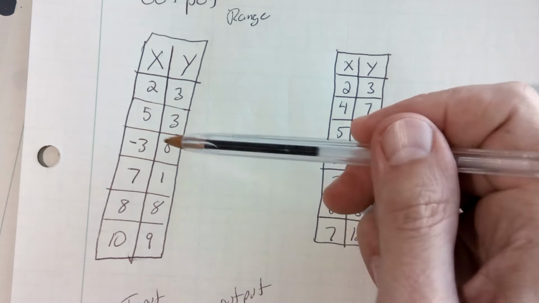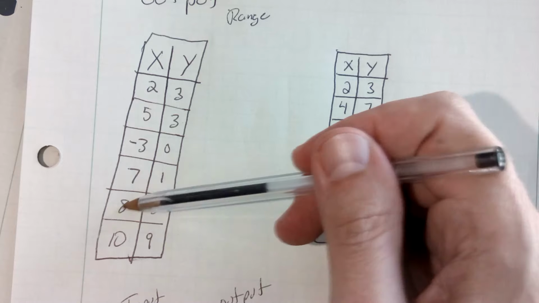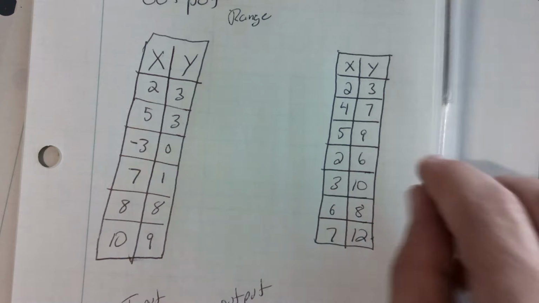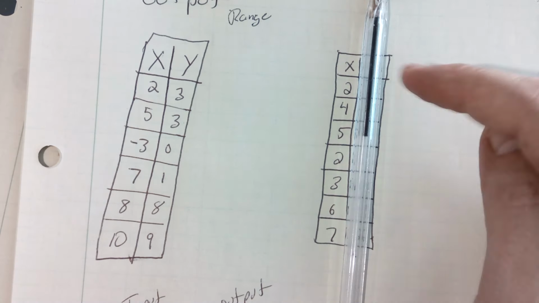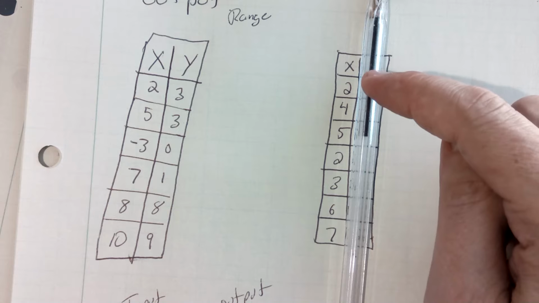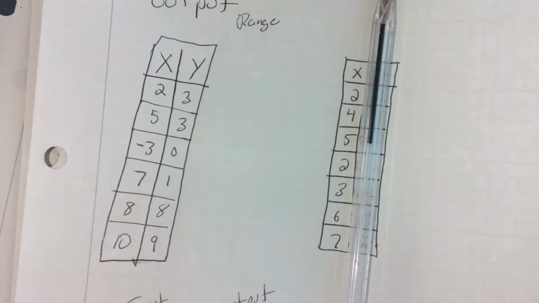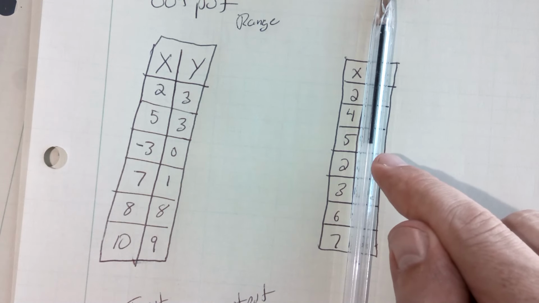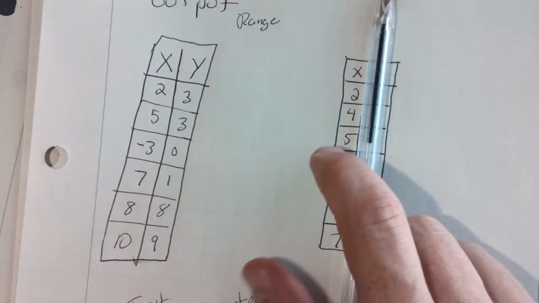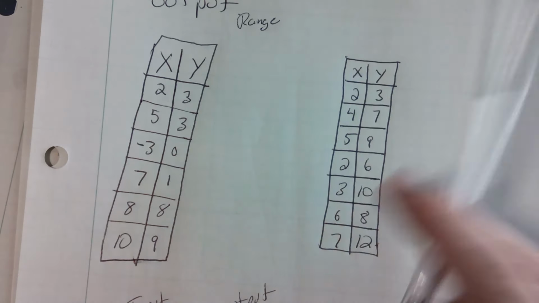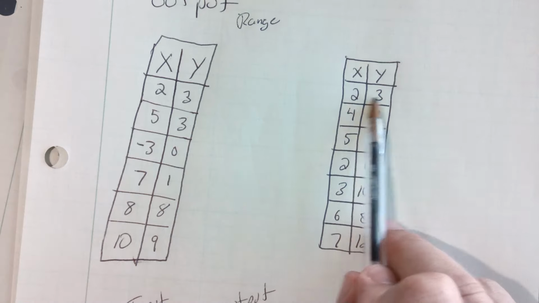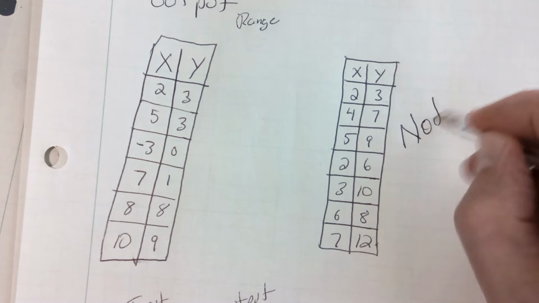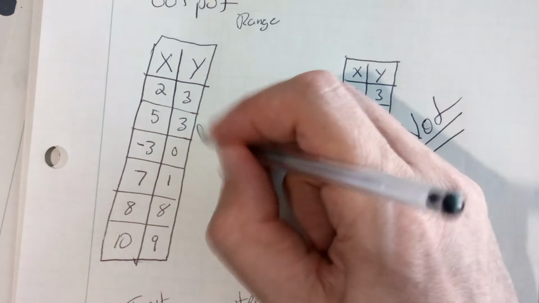This negative 3 goes to 0, 7 goes to 1, 8 goes to 8, 10 goes to 9. It's this where we have a problem. If I look down these inputs of this relationship, you'll notice I have a 2 at the top here, and just a little ways down I have a 2 again. That worries me. If that 2 here and the 2 at the top are paired with a different number, it will not be a function. So I look here and go, oh, 2 here is paired with 3, 2 down here is paired with 6. This one is not a function, where this one is a function.